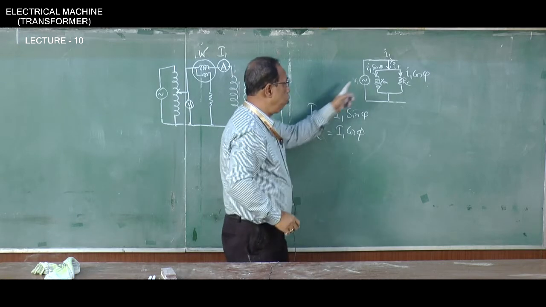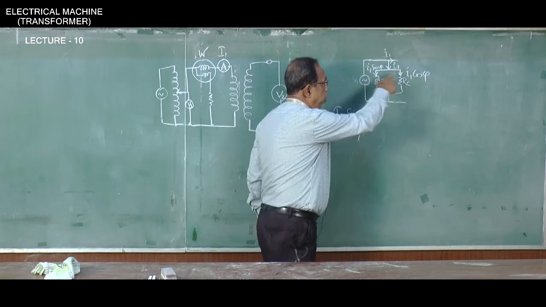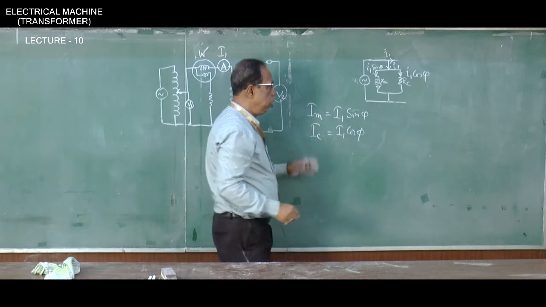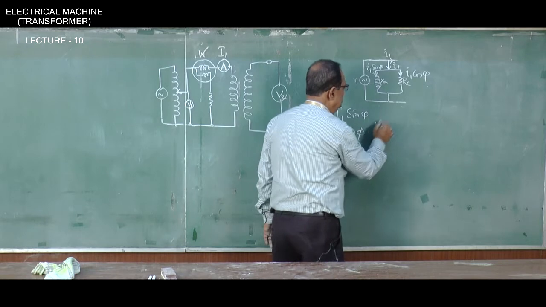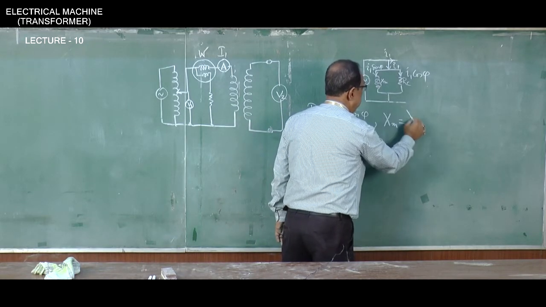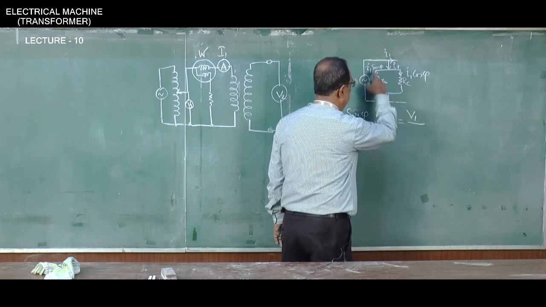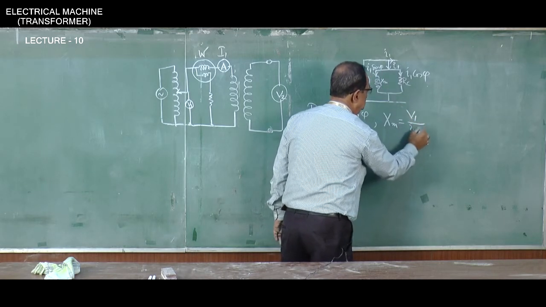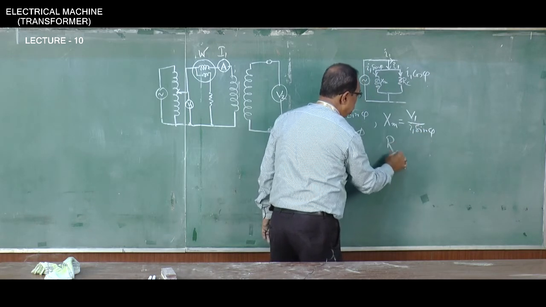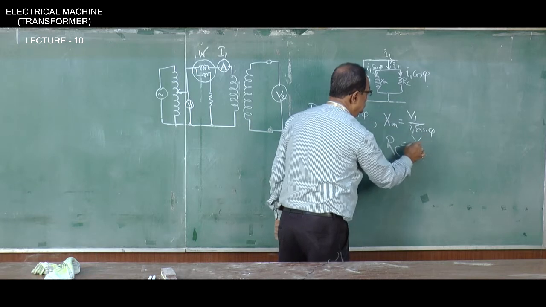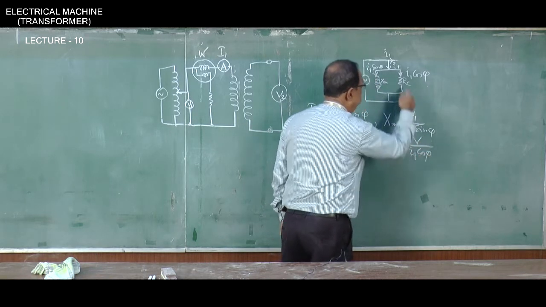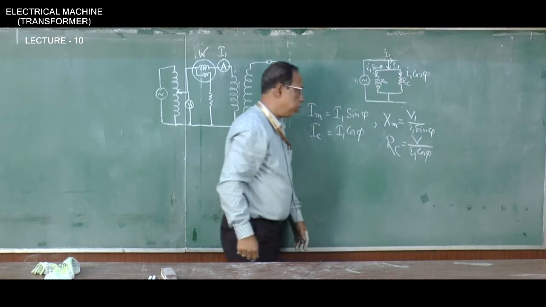So, if I know these two values, I1 sin phi and I1 cosine phi, then what is the value of Xm? Xm value will be this voltage V1 divided by this current I1 sin phi. And what will be the value of Rc? Rc will be V1 by the current, that means I1 cosine phi, since the I1 cosine phi current is passing through it.